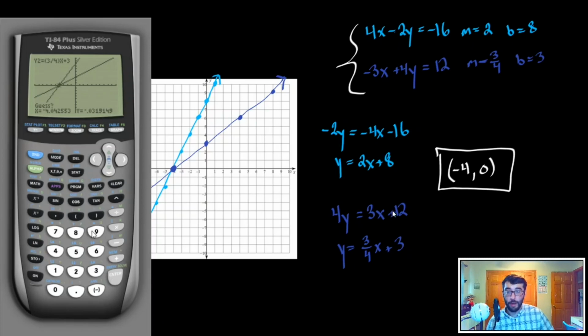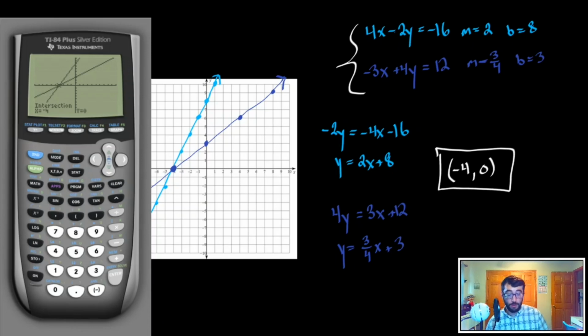again. And now it's going to be like, guess? It wants to know if you want it to guess. Click yeah, so click enter, and boom, there's our intersection. -4 for x, 0 for y. So notice it gets us what that solution is, okay? So that's how we can verify with our calculator if the solution is correct or not, okay?